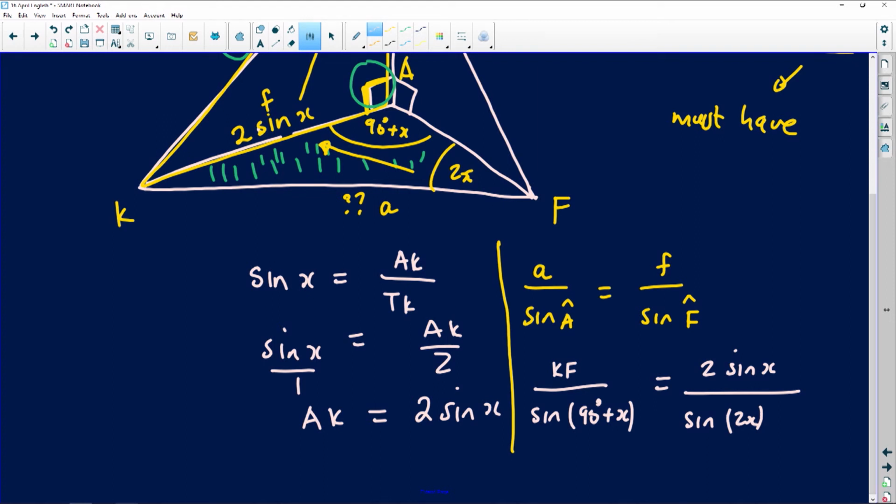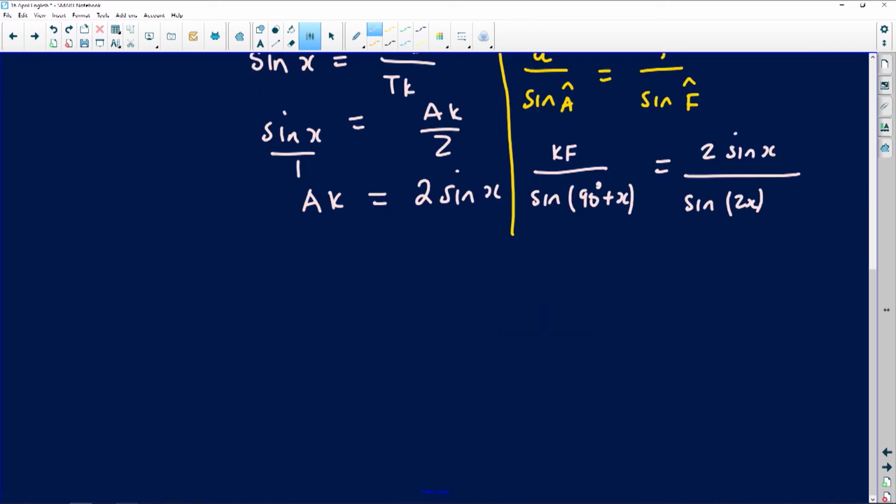You might, of course, need to simplify a couple of trig identities when you meet them, but algebra is also going to play a big role. So by cross multiplication, you can just cross multiply that part. But before we do that, let's simplify this side, 90 degrees plus x. So this is as good as kf divided by, according to reduction formulas, when you've got 90 degrees plus x, this is going to change sign to cosine. So this is going to change to positive cosine of x, equals 2 sine of x divided by sine 2x.